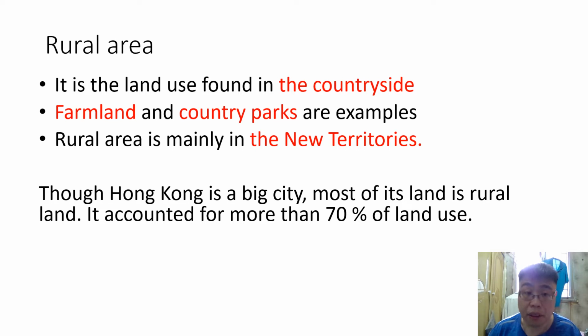And here are the three characteristics of rural areas. First of all, it is the land use found in the countryside. Farmland and country parks are examples. And if you want to see the rural area, you can go to the New Territories. Although Hong Kong is an international metropolis, most of its land is rural land. The rural land use accounted for more than 70% of land use.